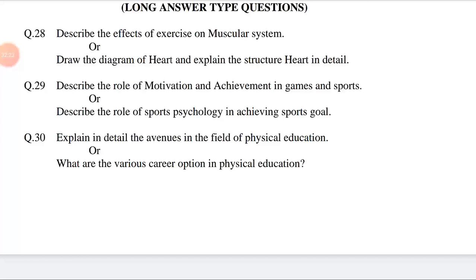Explain in detail the avenues in the field of physical education. Avenues means path, direction, field, area. This question is related to chapter number 4, career aspect in physical education. The answer may be, to choose one's career in the competitive world is not an easy task. The preparation of good career starts from the family. Extra.